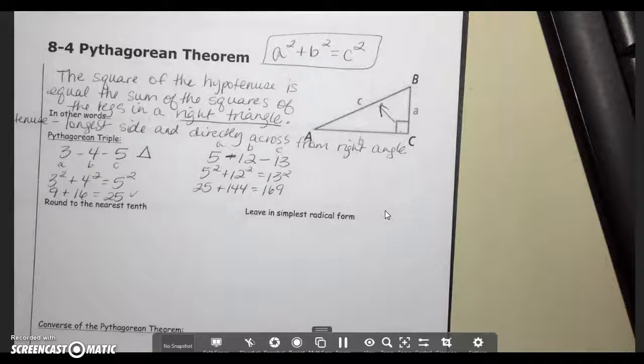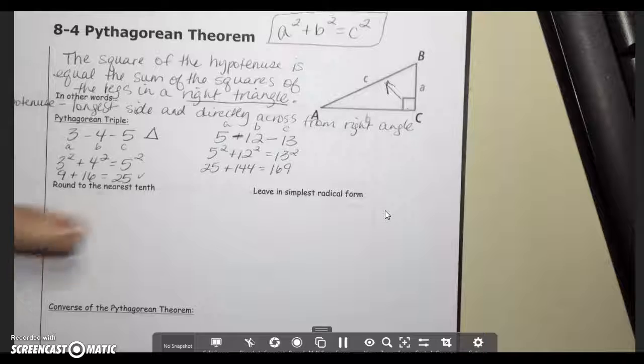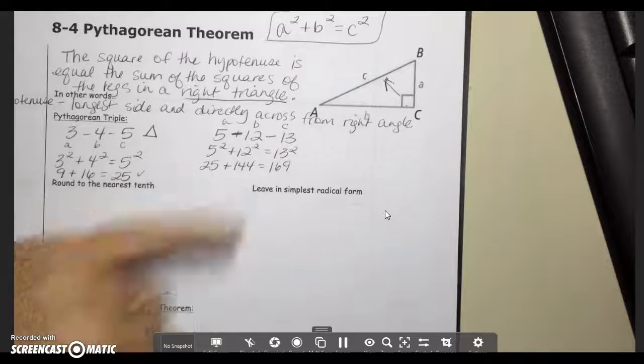There are many of them. Those are the two most common. The 3, 4, 5 is a really, really common triangle that you will see. Really common. Okay? So sometimes you can round it to a whole number, sometimes you can't.